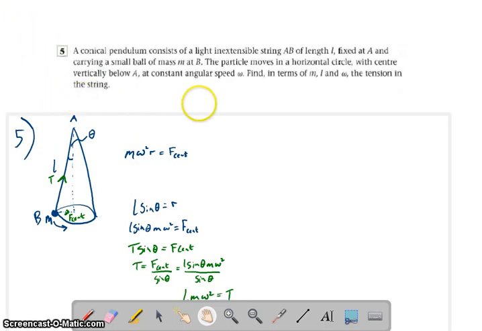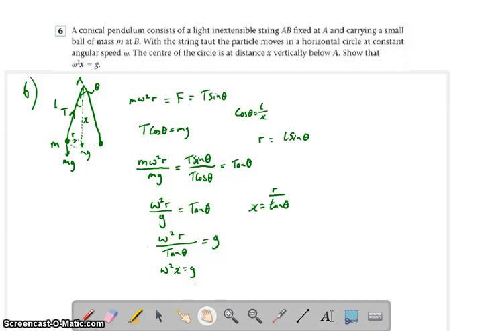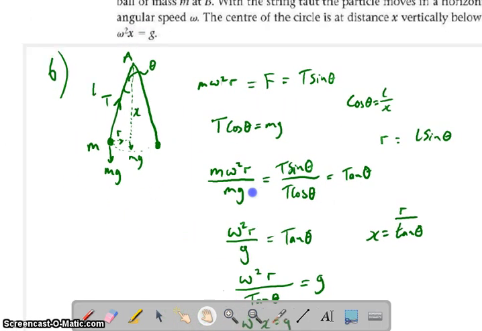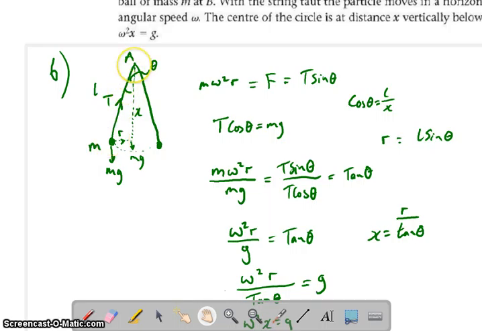And here I've just gone back to the original question to show you what it was that we were trying to prove. Now, in a similar vein, we can go on and we can look at a slightly different situation. It's still a conical pendulum, but here we can try and show that omega squared x is equal to g. So, a little bit more difficult. Just zoom in a little bit. We have that a component of the tension will be equal to the weight, and an inward component will be equal to the centripetal force. So the same as before, we can set m omega squared r is equal to T sin theta.